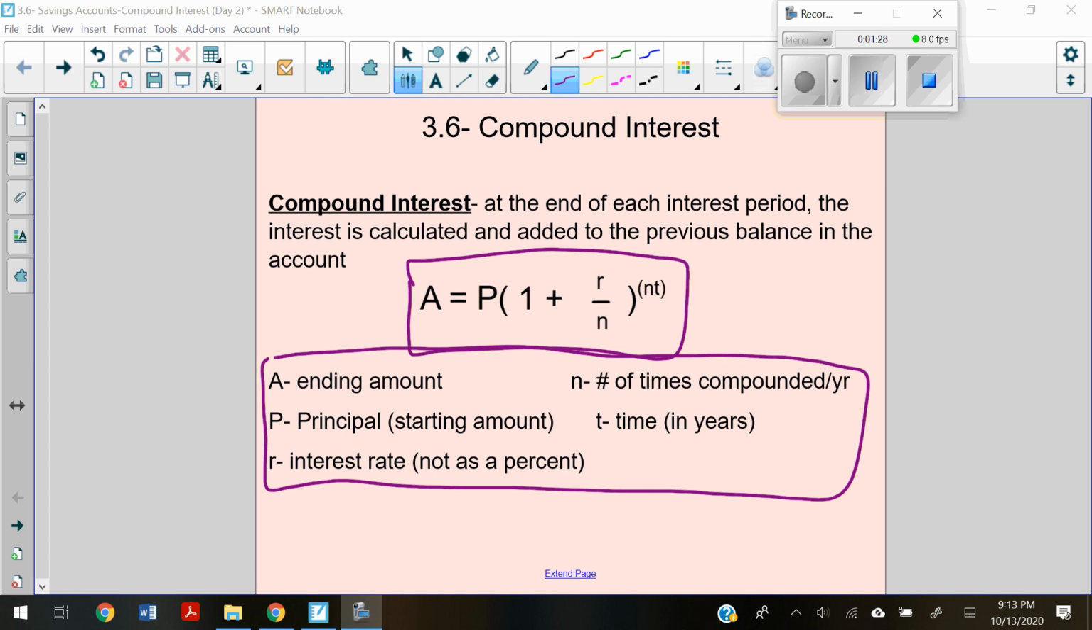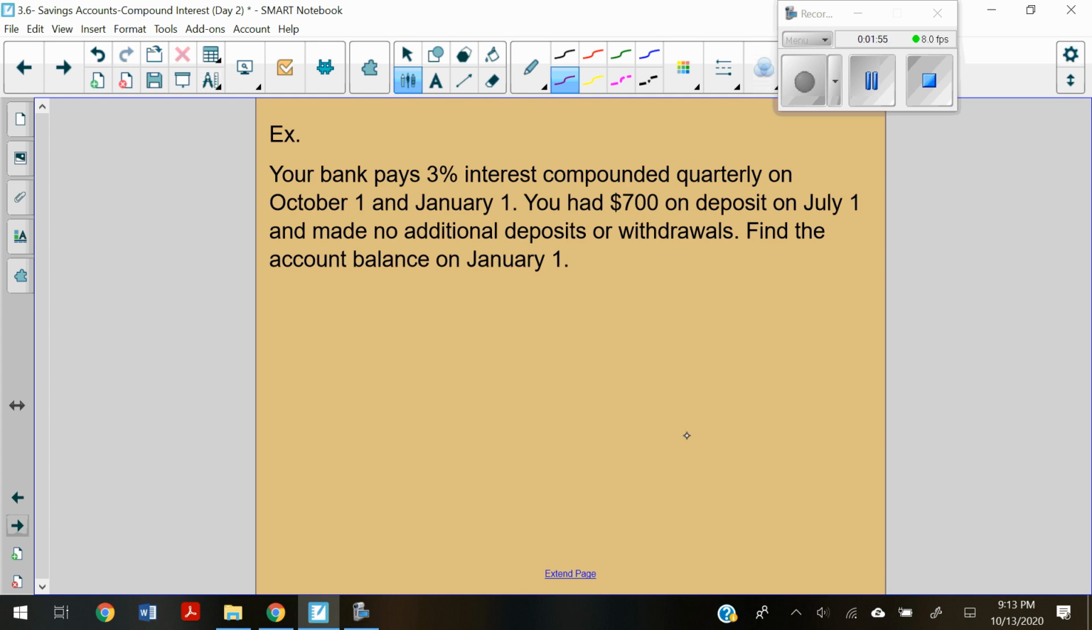So if it's quarterly, it's 4. If it's daily, it's 365. If you're not sure about one of them, look back at your simple interest notes that we took in class the other day, and it has all of those. And then T is time, but it's in years. So it's so important that if you're only given, say, 6 months, then you want to make sure that you're putting in 0.5 for years. All right, so let's go ahead and go to a problem.